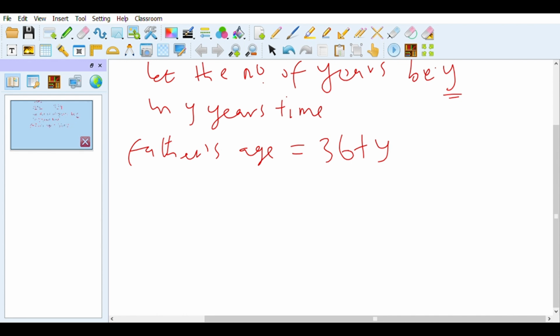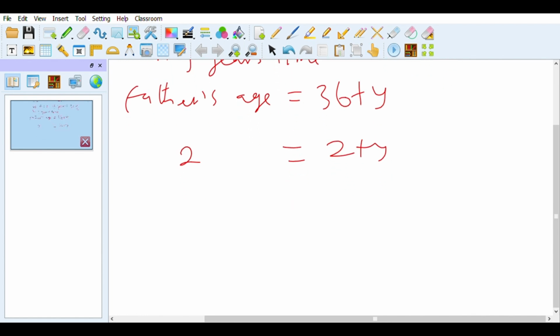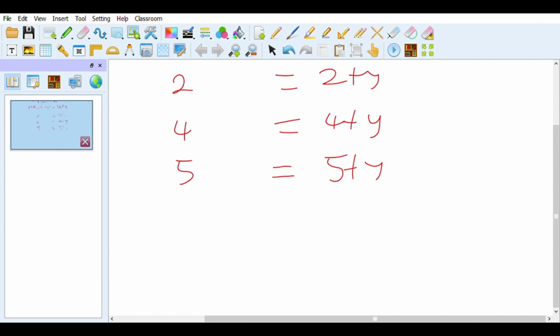In the same way, the child that is 2 years old is going to be 2 plus y years in y years' time. The child that is 4 years is going to be 4 plus y. The child that is 5 years will be 5 plus y, and the child that is 7 years is going to be 7 plus y. Take note of that, it's very important.